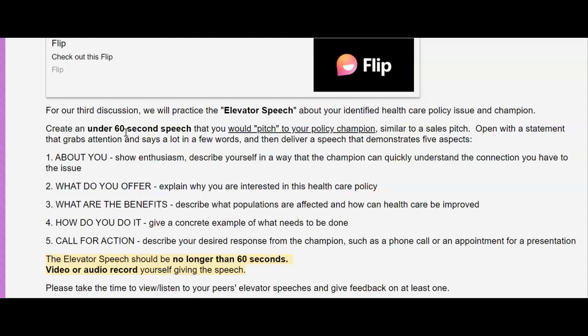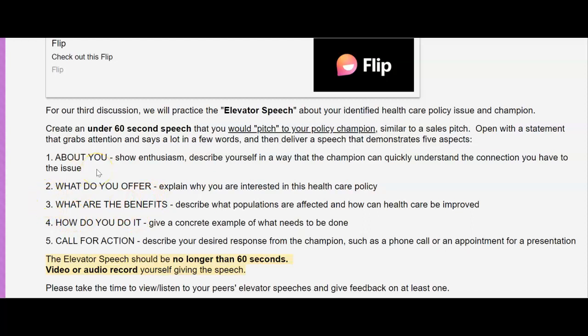This is something that you would pitch to your champion, similar to a sales pitch. Open with a statement that really grabs attention and says a lot in a few words. Then you're going to address five issues for this elevator speech. Flip is going to turn you off after 1 minute, 30 seconds, so if you go over a few seconds, don't worry. But the whole point is that you could accomplish this while on an elevator, and unless you have 95 floors or something, you're going to need to do it in about a minute.